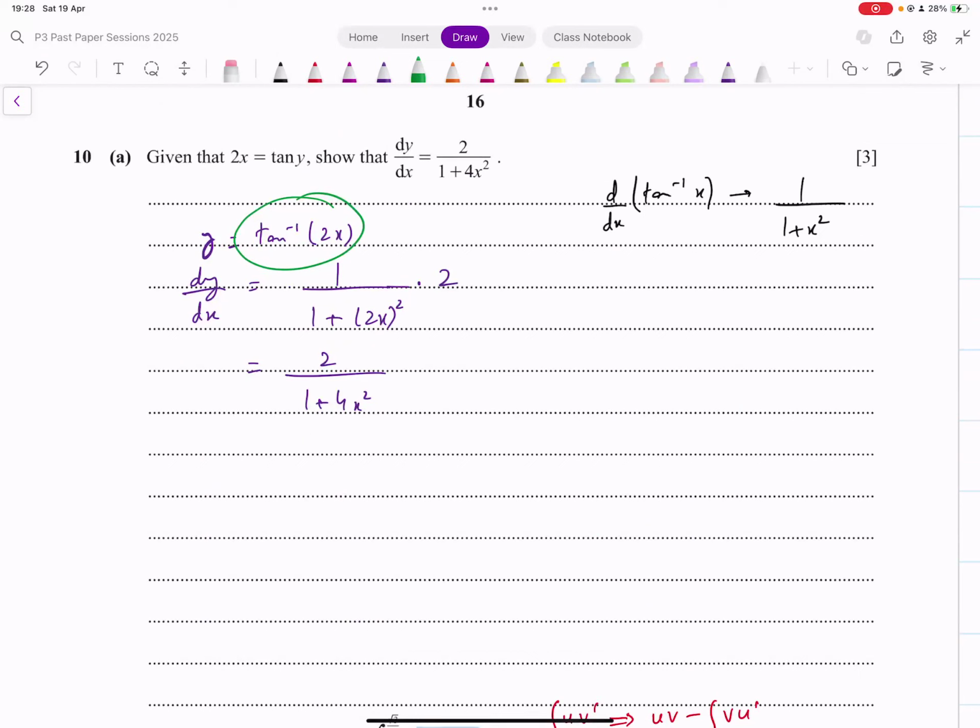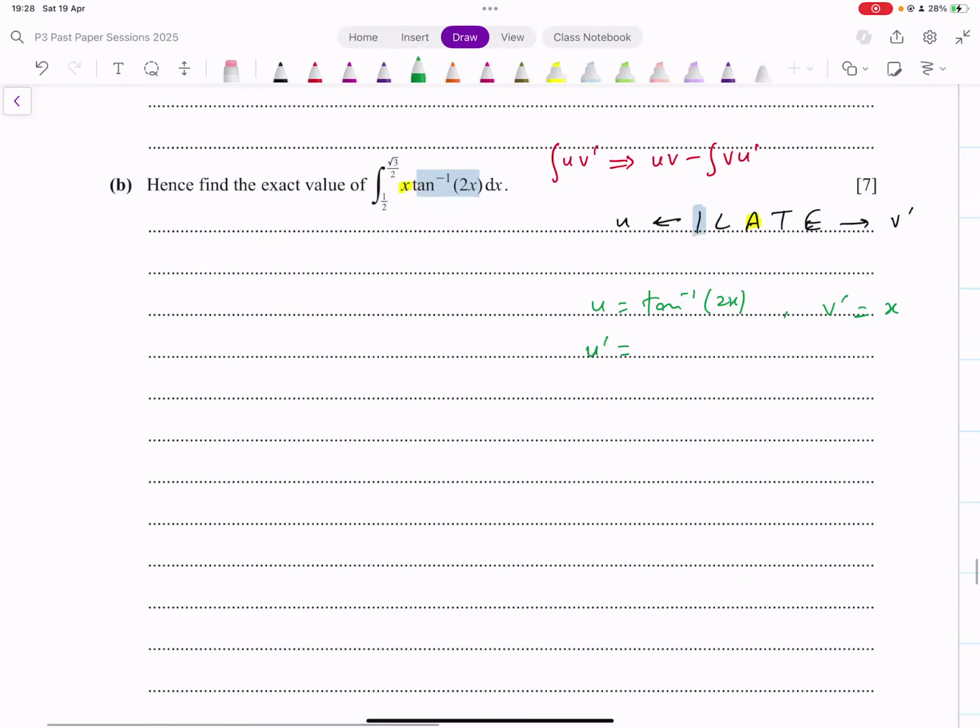Derivative of tan inverse of 2x. That's 2 over 1 plus 4x squared. We can just use that directly. This is 2 over 1 plus 4x squared. What's v? Integration of x. That would be x squared over 2.